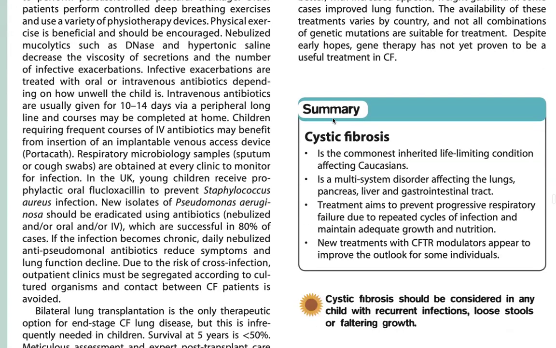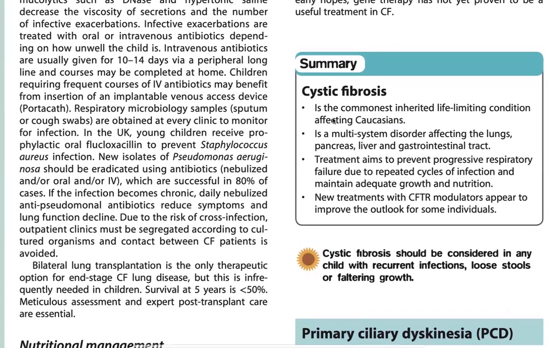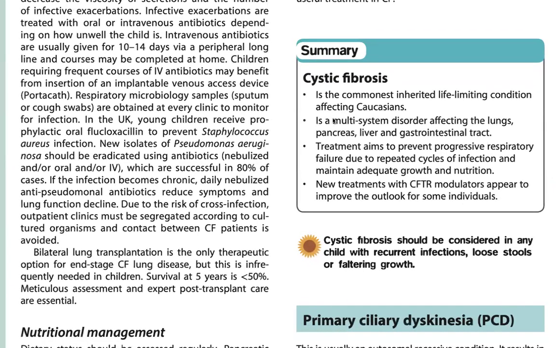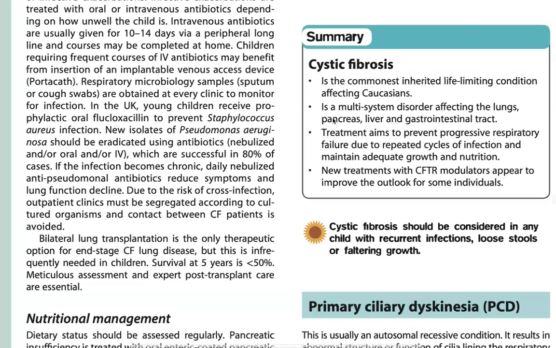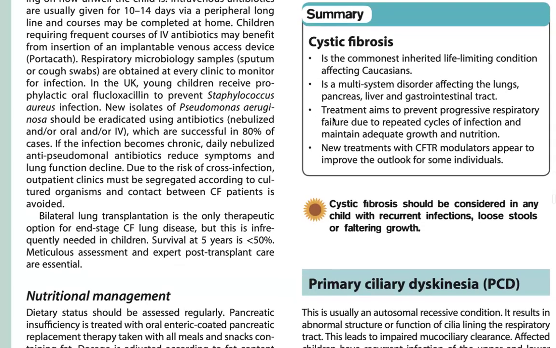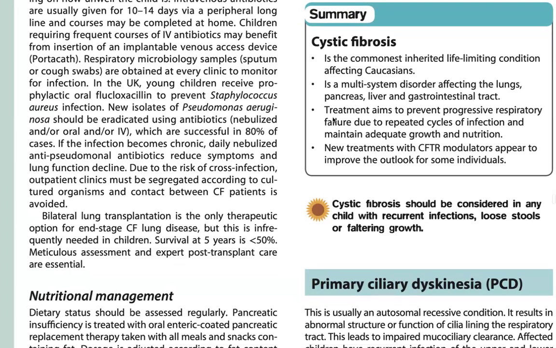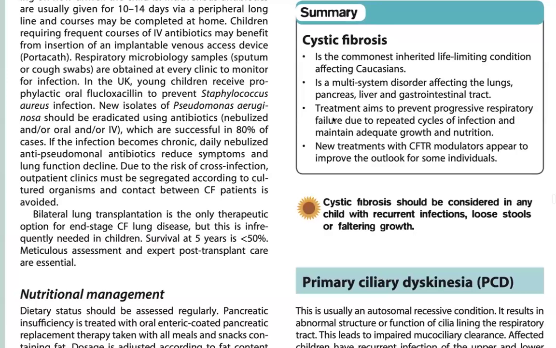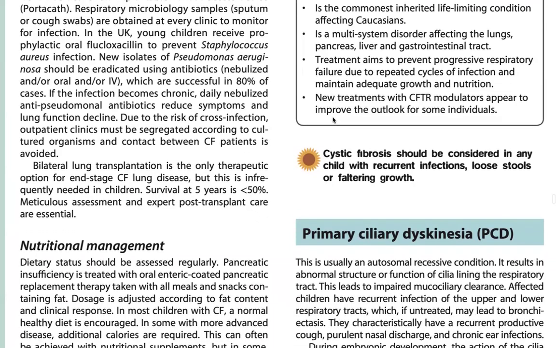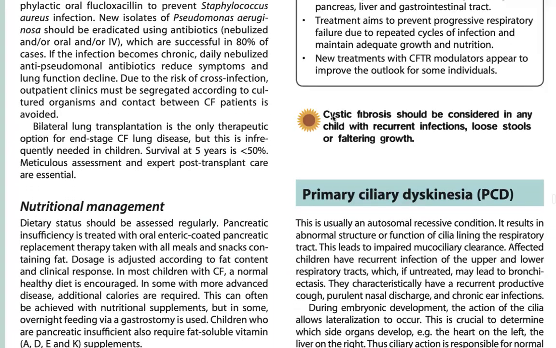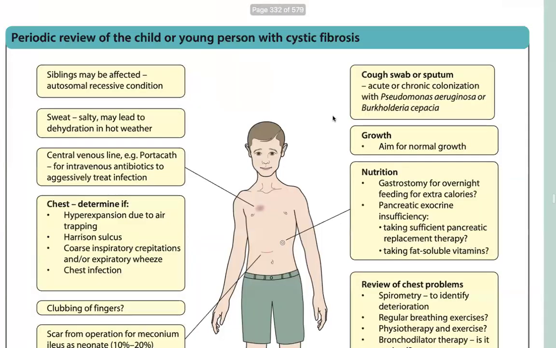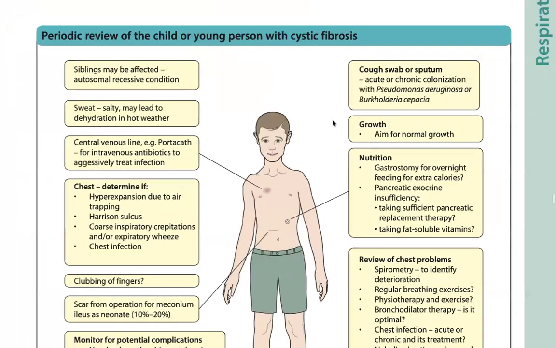Cystic fibrosis, the commonest inherited life-limiting condition affecting Caucasians, is a multisystem disorder affecting the lungs, pancreas, and liver. Treatment aims to prevent progressive respiratory failure due to repeated chest infection, and maintain adequate nutrition. New treatments with CFTR modulators appear to alter the course of the disease. The sweat test should be considered in any child with recurrent chest infection, loose stools, or poor weight gain. This figure shows the periodic review of a child with cystic fibrosis.